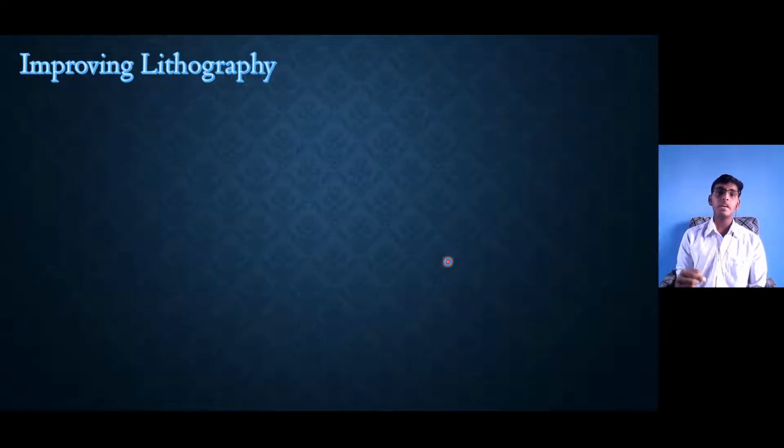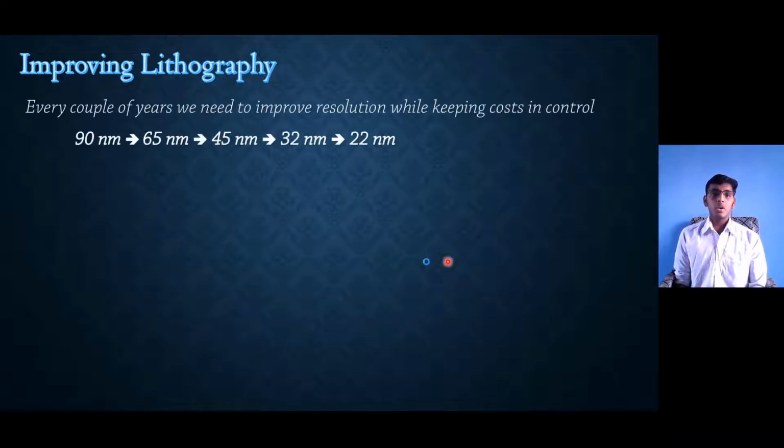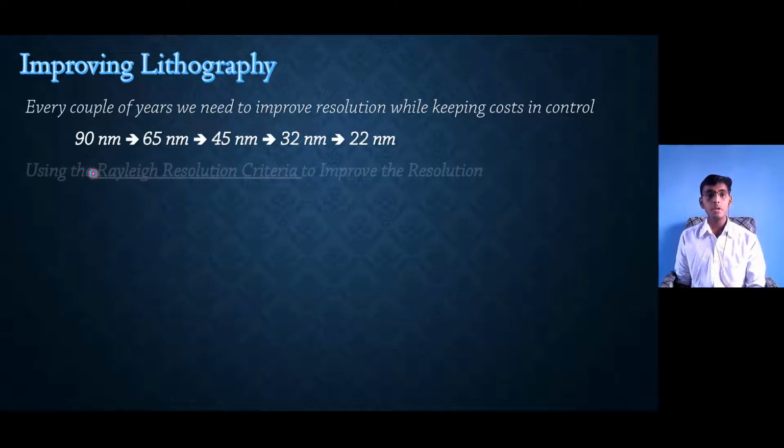So how do we improve our technique? How do we overcome these limitations? Every couple of years, we need to improve our limitations while keeping cost in our control. This is what reduces the size of a chip drastically. We need to reduce our size from 90 nanometer lines to 22 nanometer lines. So how do we do that?